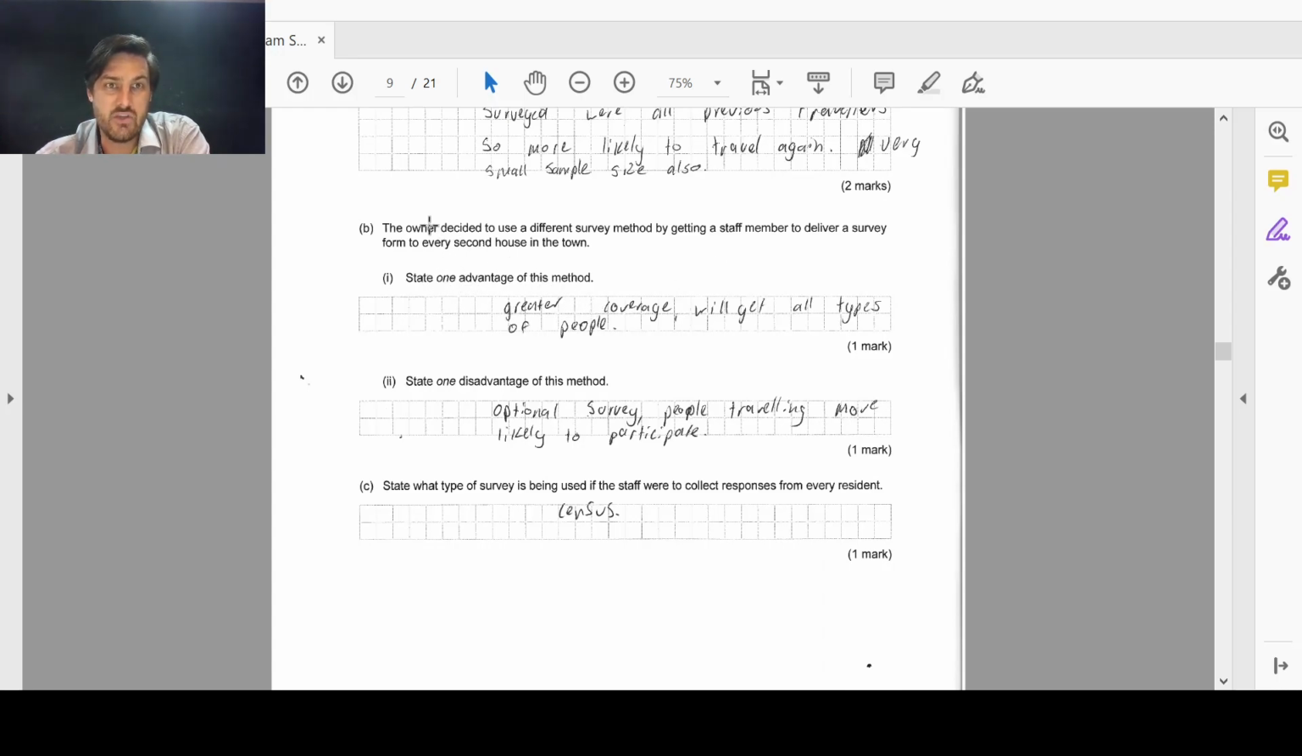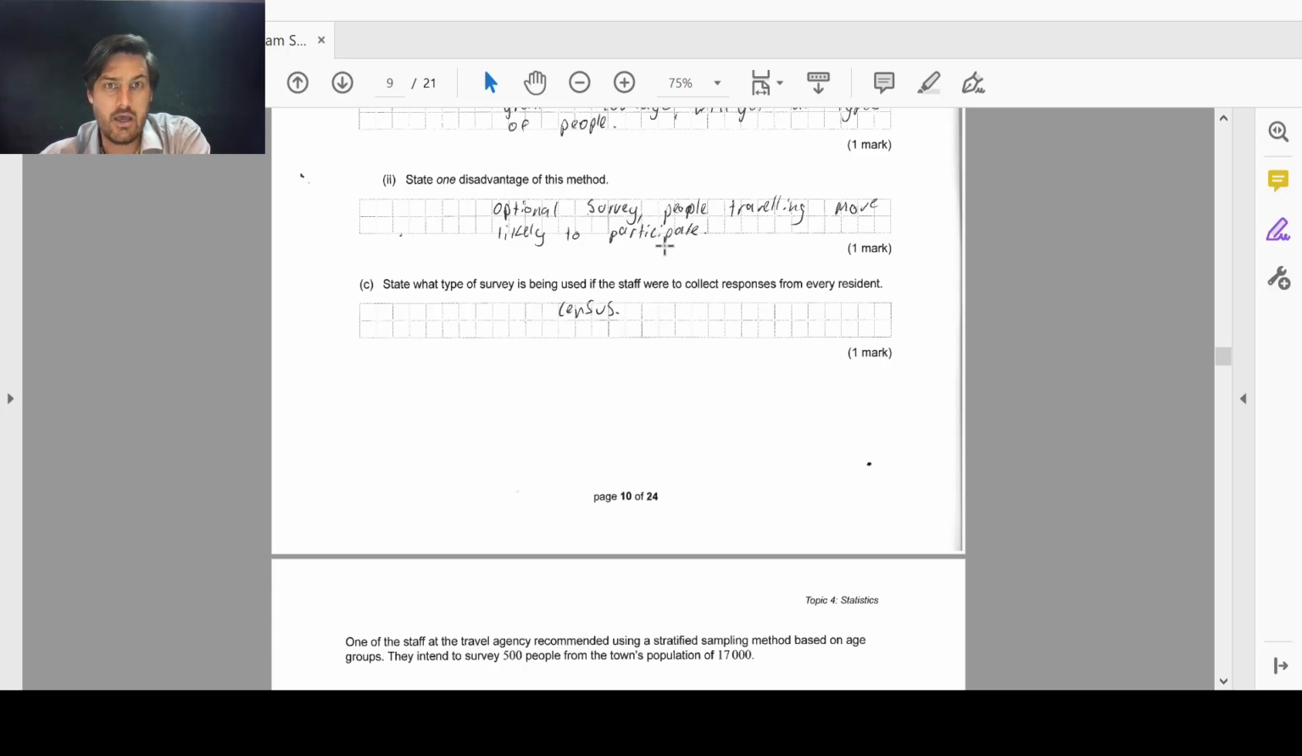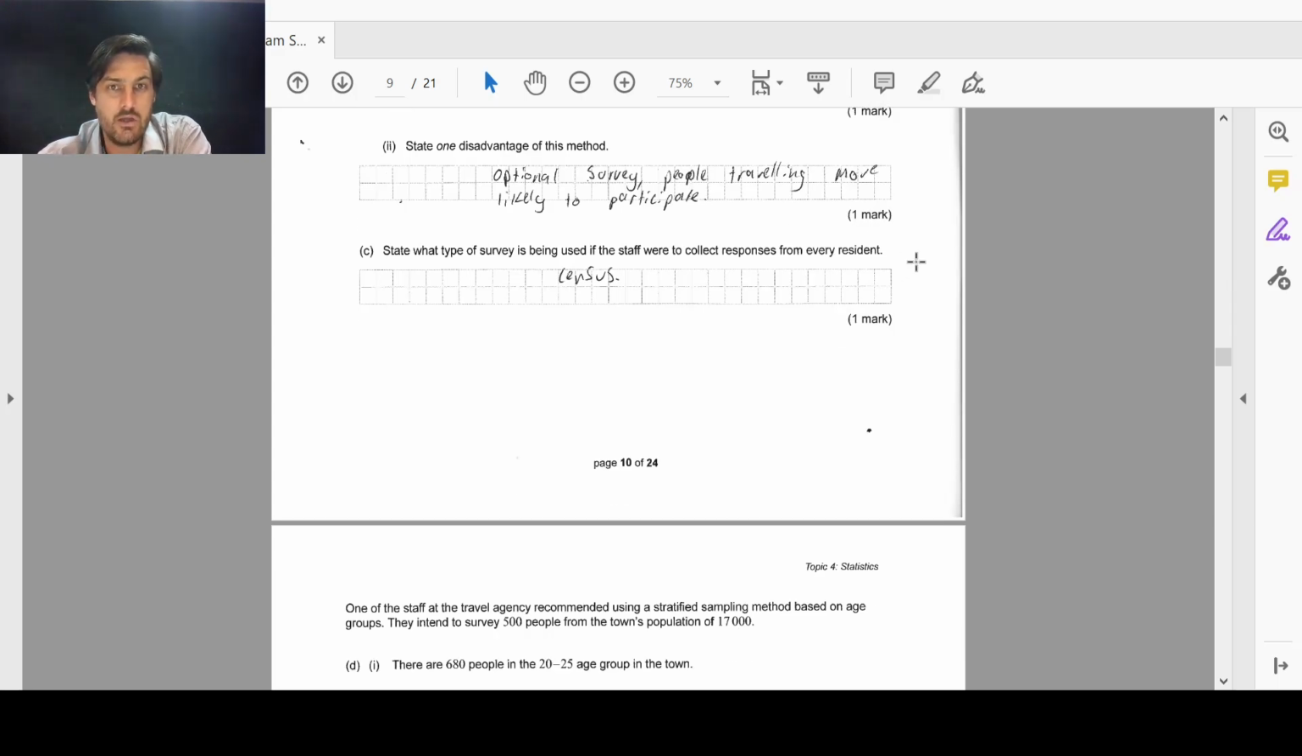State one advantage of this method: delivering a survey to every second house, they'd get greater coverage, and they would get many more different types of people, so they all wouldn't be travellers basically. And then one disadvantage is that with that sort of thing, your participation rate might be a lot smaller. And then state what type of survey is being used. Staff were to collect responses from every resident. If you are getting all of the responses from a particular population, that is a census.